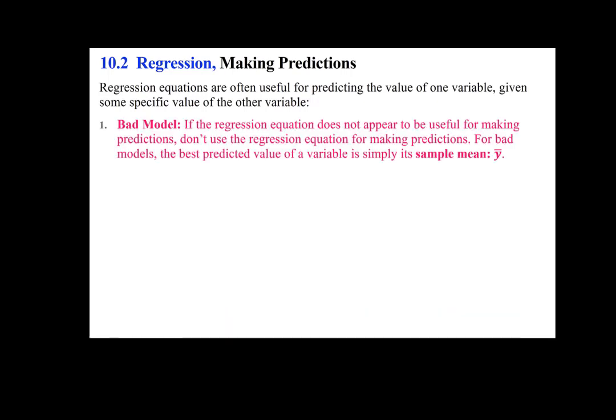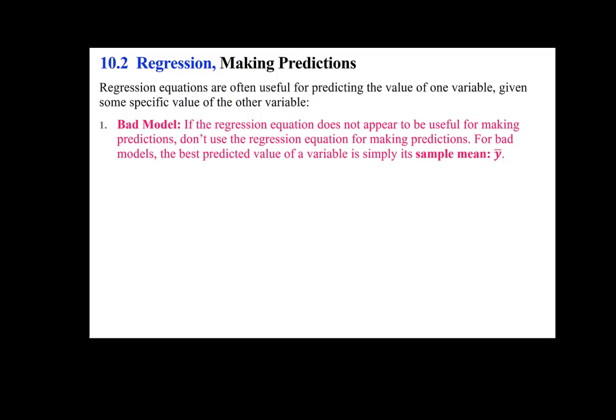So regression equations are often useful for predicting the value of one variable given some specific value of the other variable. In other words, normally x is given and you find the new y. It could be the other way around too. If the regression equation does not appear to be useful for making predictions, don't use it. For bad models, the best predicted value of a variable is simply its sample mean, y bar.